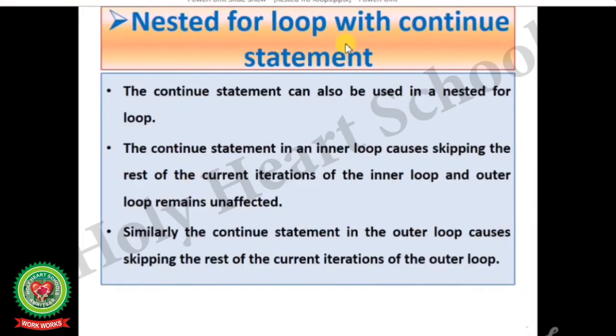Now we will discuss nested for loop with continue statement. As we know, the continue statement skips the rest of the statements in the current iteration and transfers the control to the next iteration of the loop. The continue statement can also be used in a nested for loop. The continue statement in an inner loop causes skipping the rest of the current iteration of the inner loop, and the outer loop remains unaffected. Similarly, the continue statement in the outer loop causes skipping the rest of the current iteration of the outer loop.